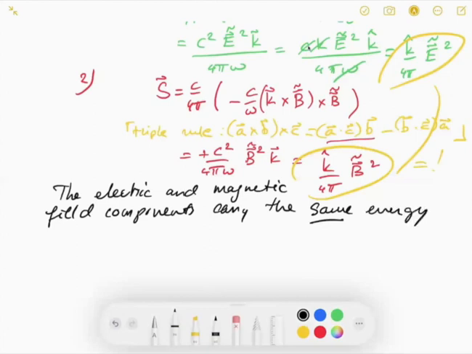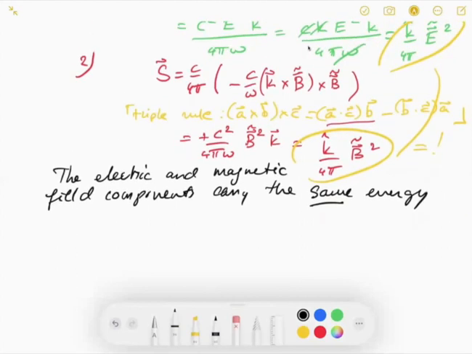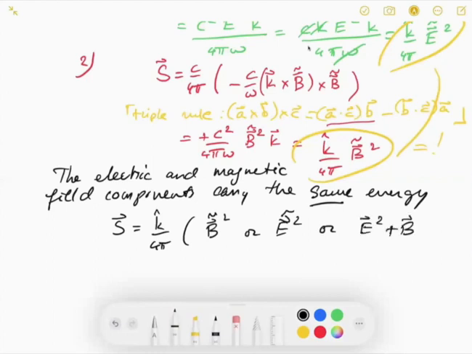And because they carry the same energy, we can describe this in terms of either the electric field or the B field or both if you want. So you could say S is going to be pointing in the K direction over 4 pi. And now B squared, okay, so here we go. So that would be B squared or E squared or E squared plus B squared. So three versions written in one go.